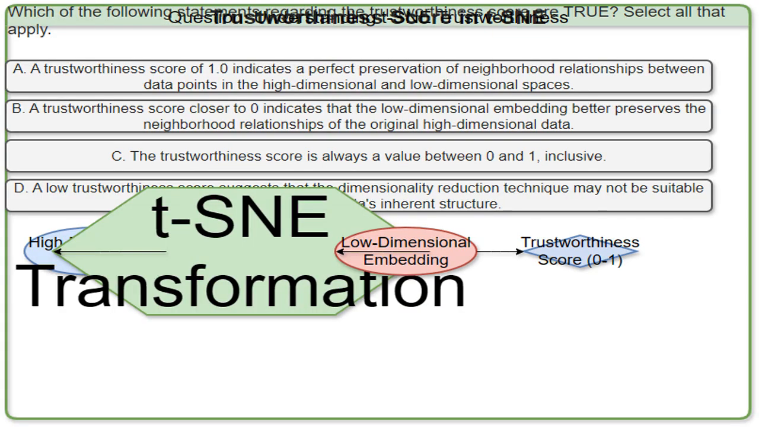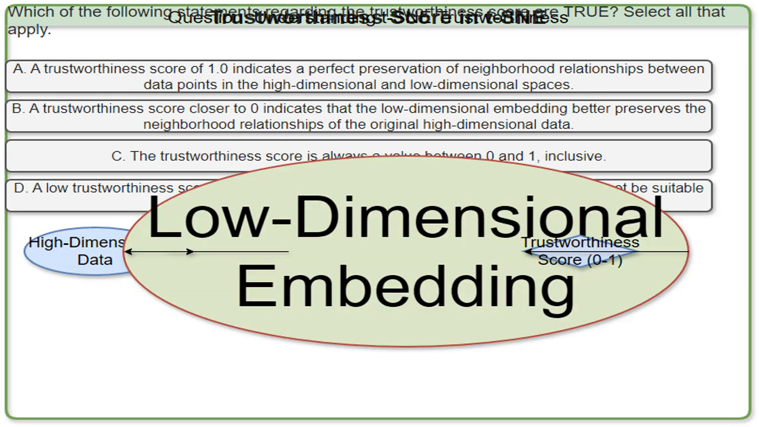This is the process where t-SNE transforms high-dimensional data into low-dimensional data. It's like taking a complex 3D object and making a 2D shadow, but trying to preserve as much information about the original 3D object as possible. This is the result of the t-SNE transformation. I'm getting a simpler representation of my data that is easier to plot and visualize. For example, I can plot my data on a 2D scatter plot.